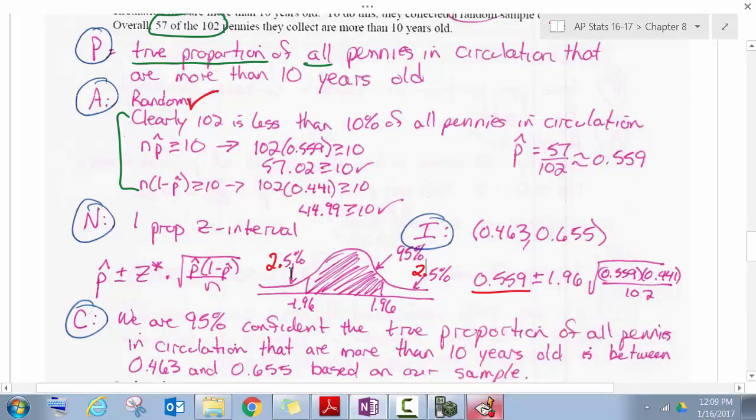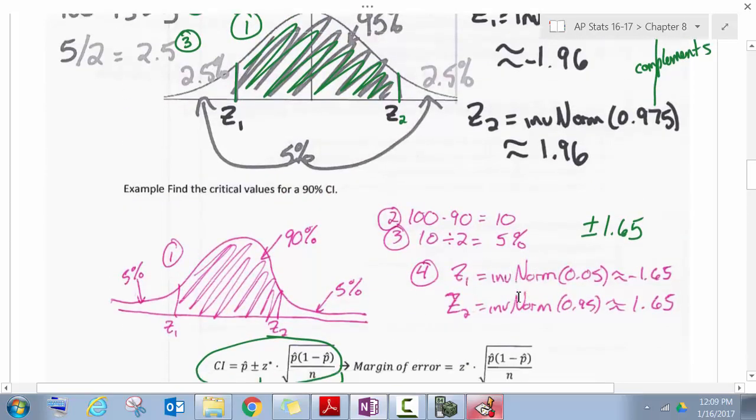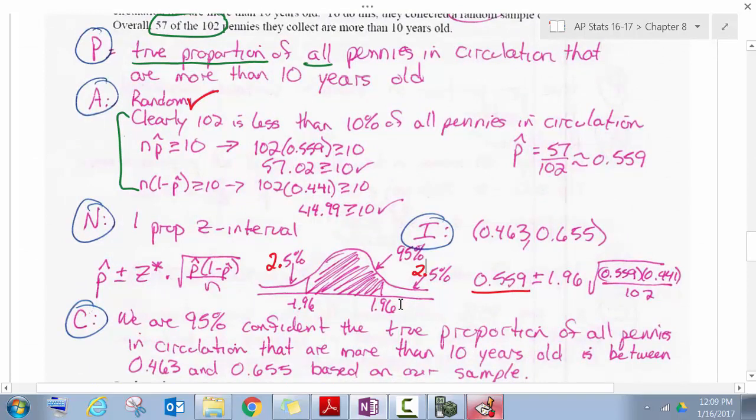So 2.5% is what's in the two tails, so just like what we did up here, we do inverse norm, and really we only need to do it once, but inverse norm of 0.025 or 0.975, because that's the area to the left of this value, we get plus or minus 1.96. So that's our z star. Then square root of 0.559 times 0.441 over 102. So we're just literally plugging in numbers. And when we plug those in, we get a lower bound of 0.463 and an upper bound of 0.655. So we have our interval.